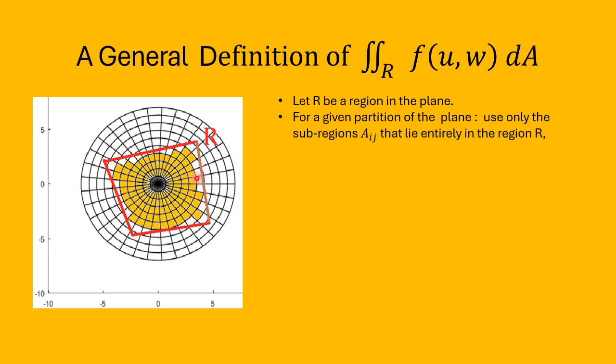And for a given partition of the plane, we're dividing the plane into each of these little sub-elements. We will use only the sub-regions or sub-elements A sub ij that lie entirely in the region R. So for instance, if we look at this little element right here, it's entirely within R, and so that's one of the subregions that we will use in our Riemann sum. This one over here will not be used because just a little piece of it here is not inside R.